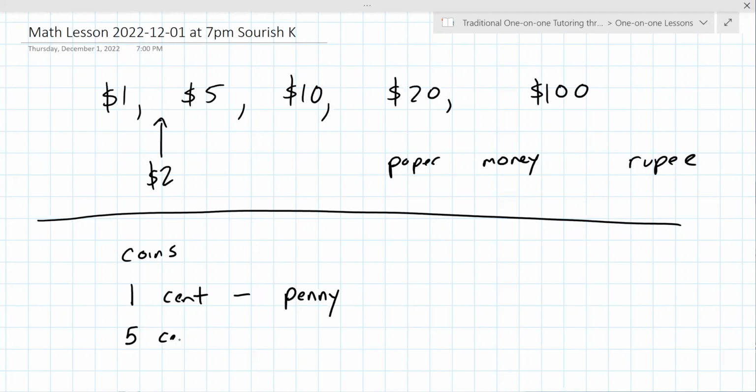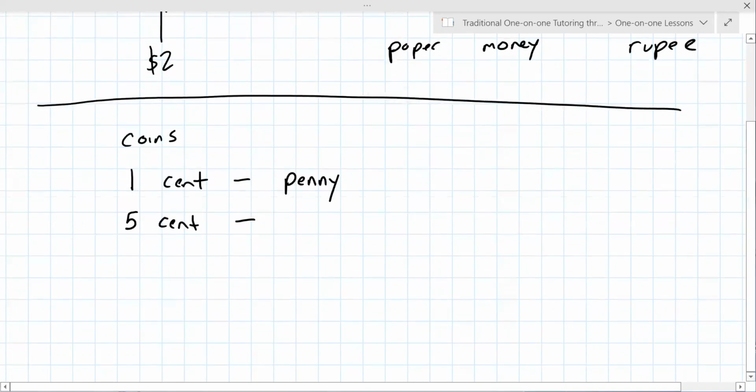And what is the 5 cent coin called? Nickel. Nickel, very good. The 10 cent coin is a dime. Dime, very good. And then how about a 25 cent coin? Quarter. Quarter, very good.